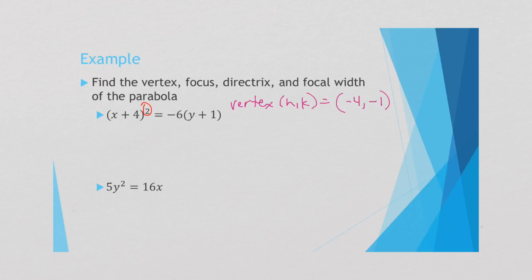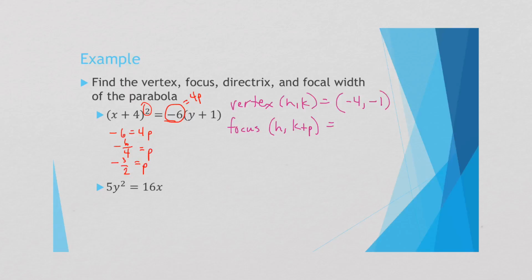Okay. Next, I need to find the focus. In the formula for the focus is h comma k plus p. Well, I don't know what p is yet. So, I need to find p. P is the focal length. Well, in my problem, in my formula, this amount equals 4p. So I have -6 equals 4p, which makes p equal -6 over 4, or -3/2.